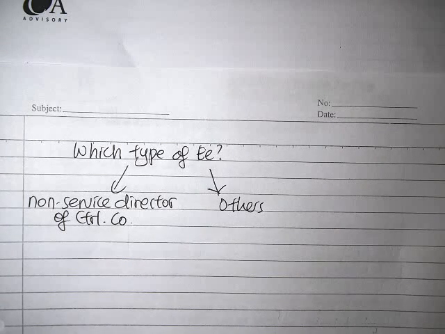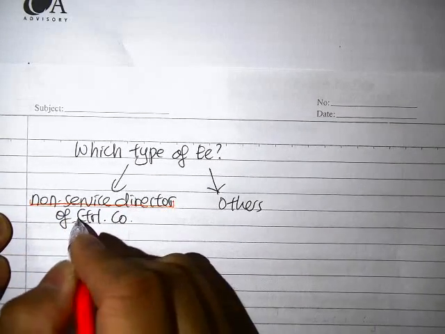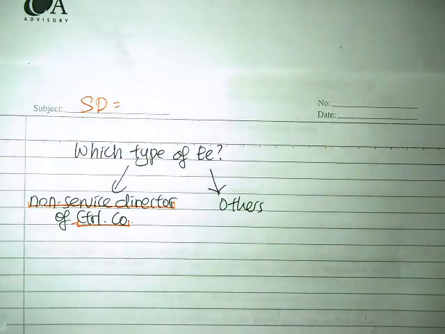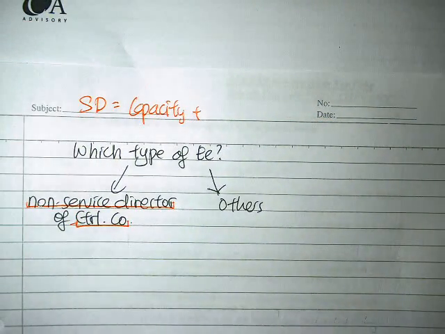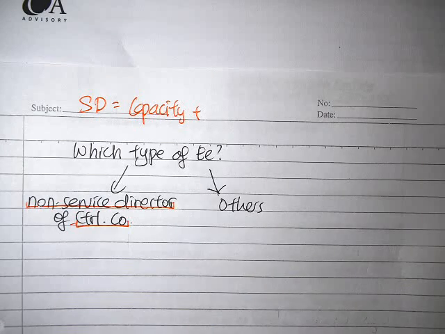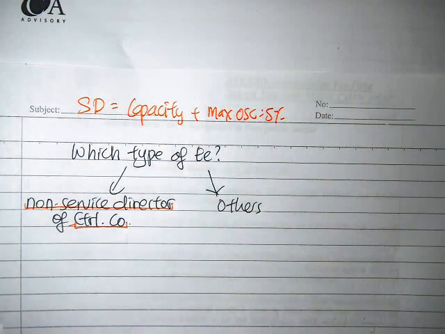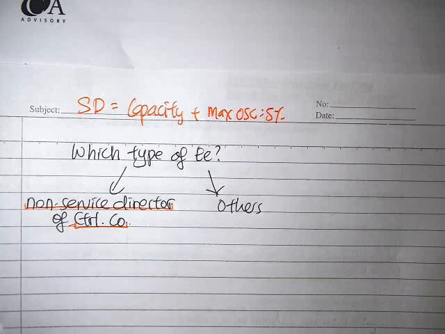Alright, so what's a non-service director of a controlled company? So remember class, there's two definitions here. Non-service director, controlled company. Now the law only defines service director. So a service director will need two requirements. Number one, the capacity. Service directors are involved in technical or managerial capacity. And number two, the maximum ordinary share capital that a service director can have is 5%. So if anything exceeds 5%, we'll put the director in the non-service category.